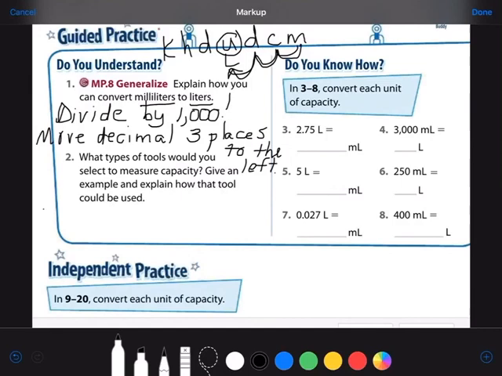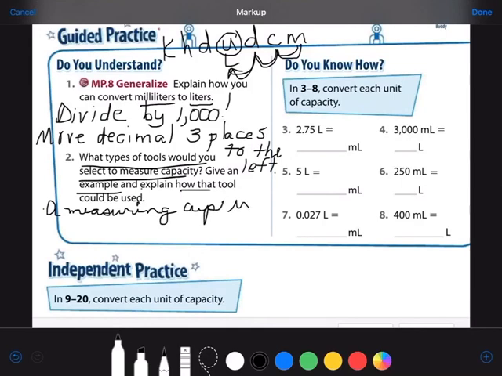What types of tools would you select to measure capacity? Give an example, and how would you use it? Well, capacity is like volume. How much space does something take up? This is for liquid volume, so the kind of tool we could use would be a measuring cup, right? Think about when you're cooking and you want to bake. You put your water or your oil into a measuring cup.